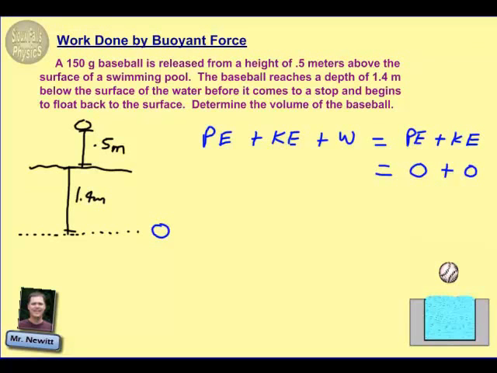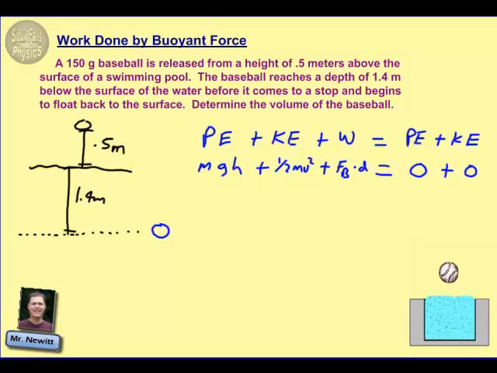Remember, we are releasing the ball a half a meter above the water, and then it's going to fall another 1.4 meters. So potential energy is the mass multiplied by g times the height. We know the kinetic energy is 1/2 mv squared. And we know that the work that's being done is going to be representative of the buoyant force multiplied by the distance that that force is applied over. Work is force times distance.